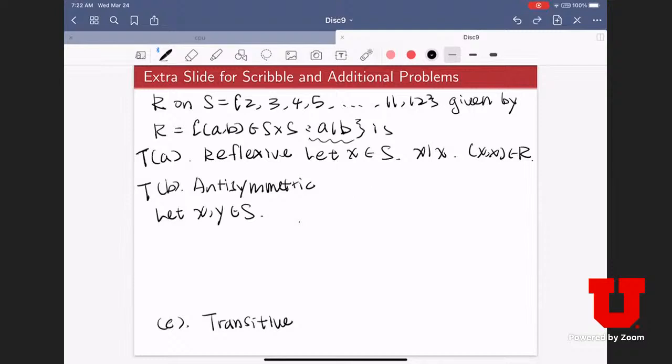All right, so why don't we just start this one? Let x, y belong to S be given so that x is not equal to y, and (x, y) is in R. So we start with this one and we assume that (x, y) is in R. So we know that x divides y. And then since in the assumption right here, we have x is not equal to y.